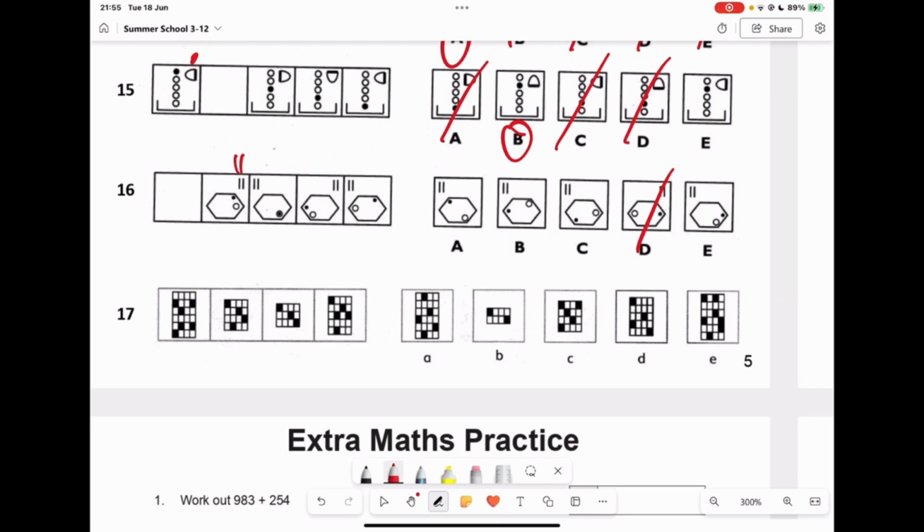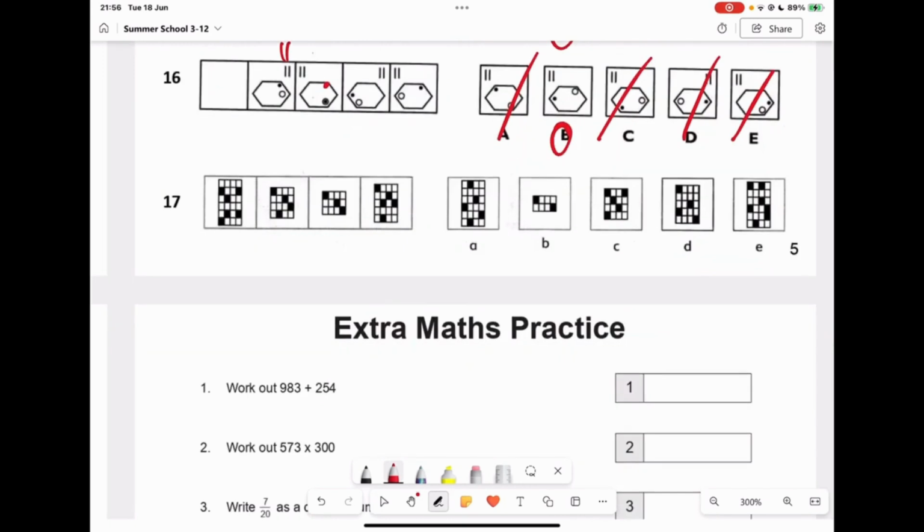So the hexagon remains unchanged except for in the inside, where the white circle moves by 1 point each time, whereas the black dot moves by 2 each time, and both are moving clockwise. So we can expect the white dot to be in the top right corner, so that will be the case in B. So the answer will be B.